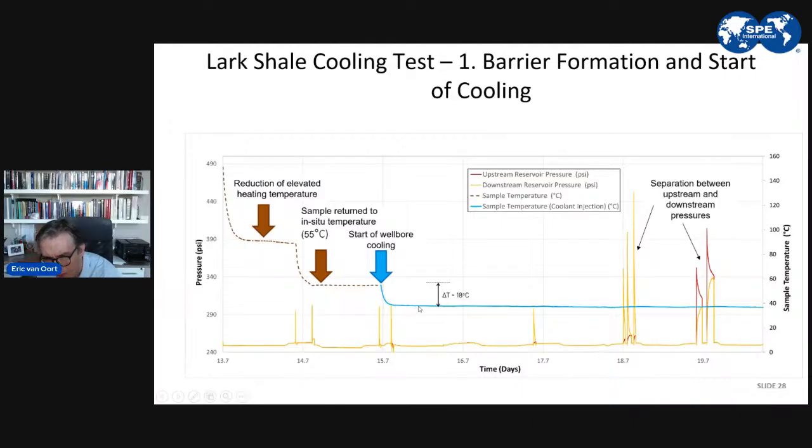We measure the temperature, but we measure the temperature actually on the outside of the shale sample. So you don't see that all the way going to minus 20 degrees centigrade or minus 14 degrees centigrade in the new wellbore. While we're doing this, we're probing the barrier. And you can already see that if we do these barrier pressure pulse tests, we clearly continue to see the separation between the upstream and the downstream pressure. When we pulse up the downstream reservoir, we see delayed response on the upstream side and vice versa. So the cooling of the wellbore doesn't seem to in any way compromise the barrier.